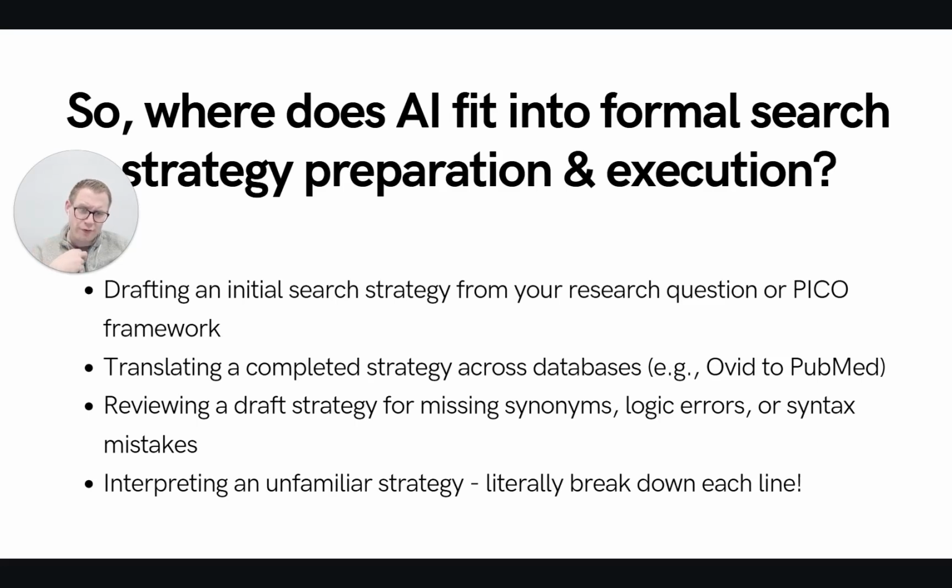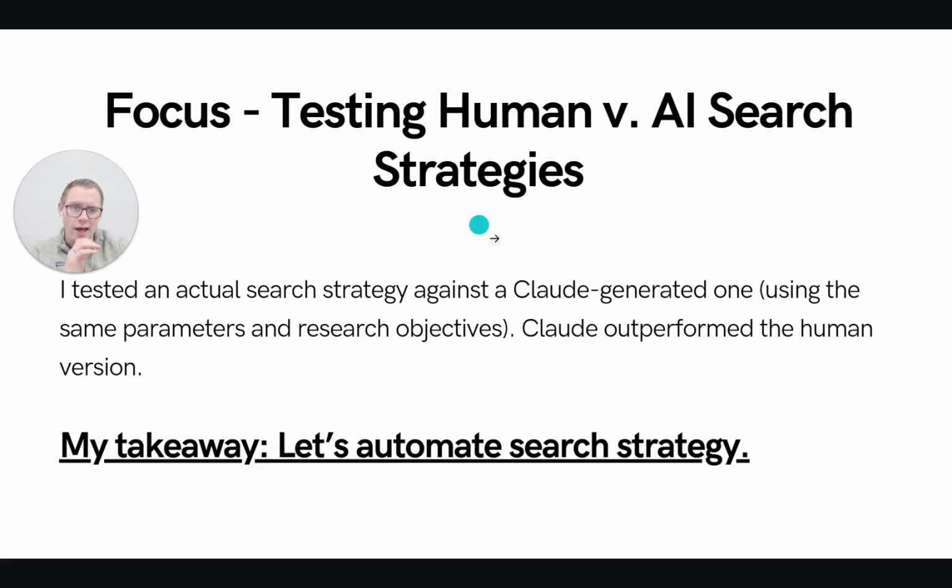Reviewing a draft strategy for missing synonyms, logic errors, or syntax mistakes. That's like the writing application, right? What am I missing? Anything wrong with my reasoning? Any bugs in my code, effectively, etc. And then definitely interpreting an unfamiliar strategy, if you find one out there that's interesting but you don't really get it. Kind of like what I did for this session, very much so. Literally breaking down each line if needed.